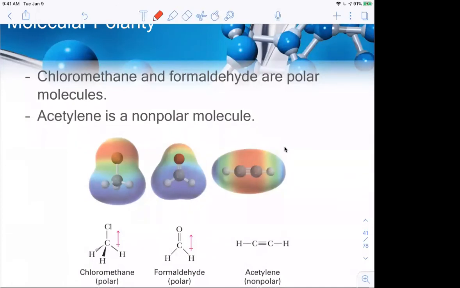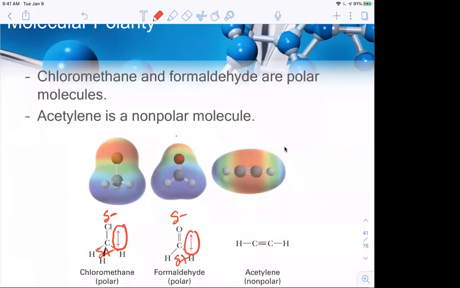Chloromethane, formaldehyde, those are going to be polar. Carbon-hydrogen bonds are non-polar. Carbon-chlorine bonds and carbon-oxygen bonds are polar. So I do have a permanent dipole here that's going towards the chlorine. So this is going to be partial negative. This is going to be partial positive. This is going to be partial negative. This is going to be partial positive because the oxygen is more electronegative than carbon. That's a polar bond, pulling the electron density of the molecule.